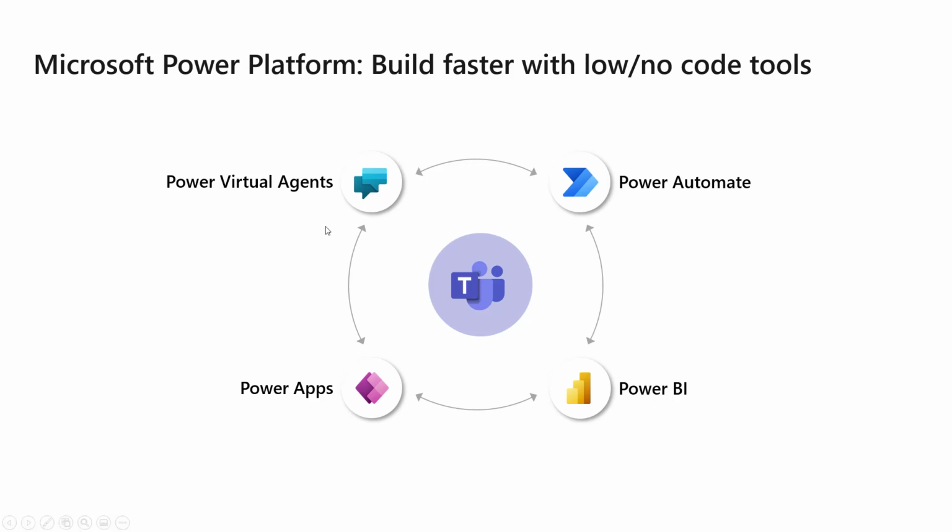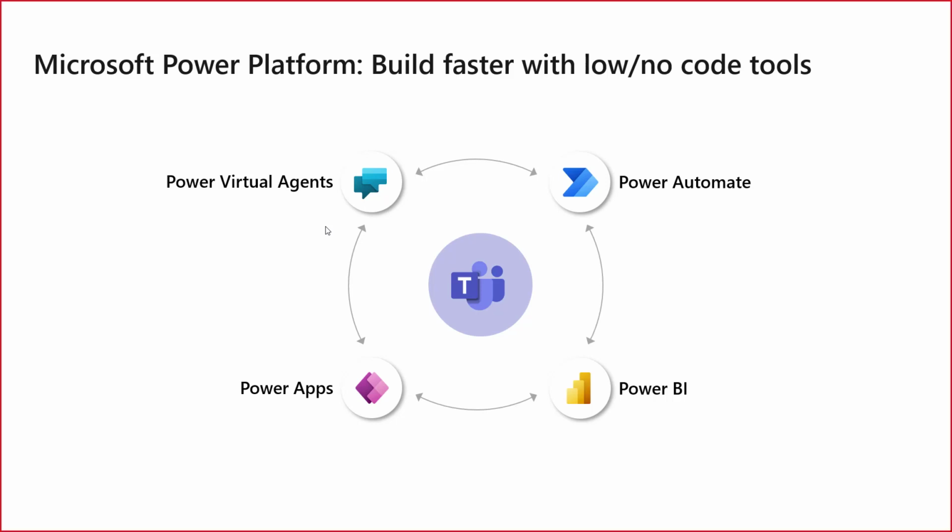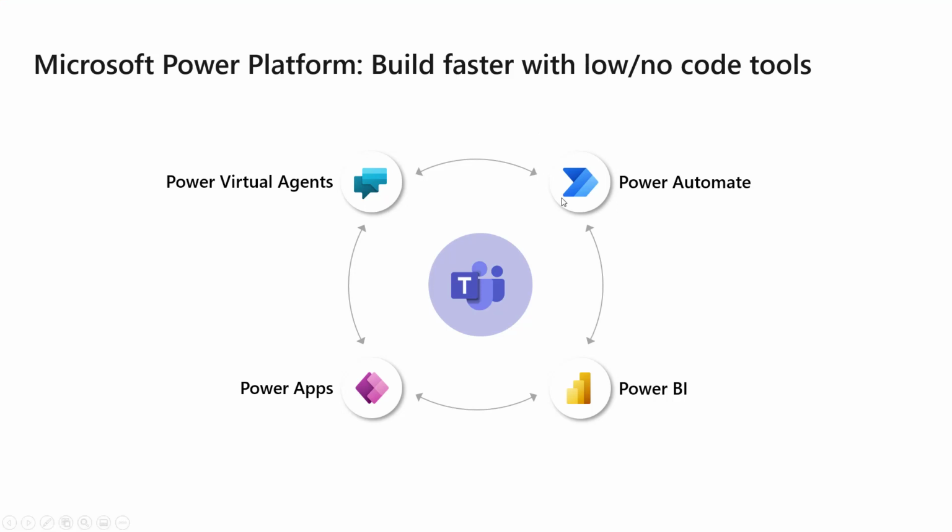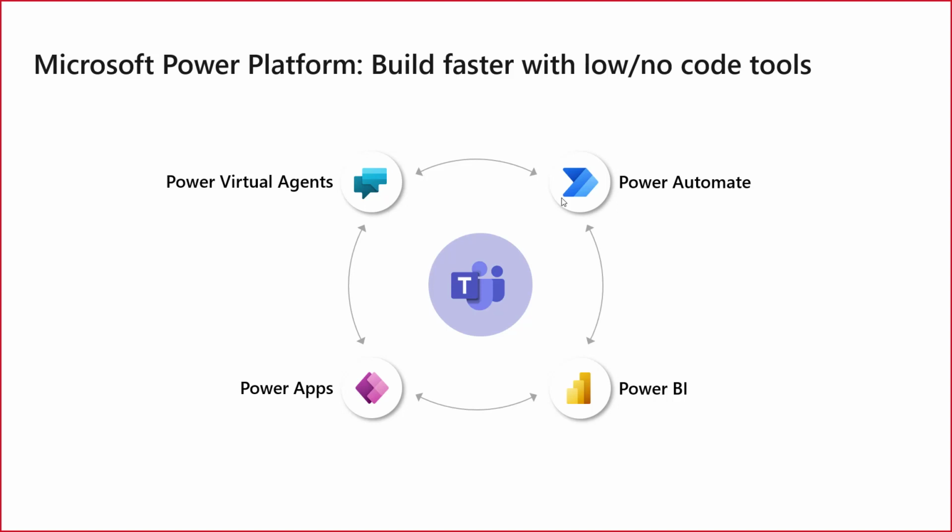Then in the upper left-hand corner, we've got Power Virtual Agents. This is our conversational chatbot experience, and this is going to be a core focus of what we talk about today. On the upper right-hand corner, we've got Power Automate, and really this is our automation platform. You might have heard of Microsoft Flow in the past. This is essentially the evolution of Microsoft Flow, rebranded as we continue to add more and more capabilities into this specific service.